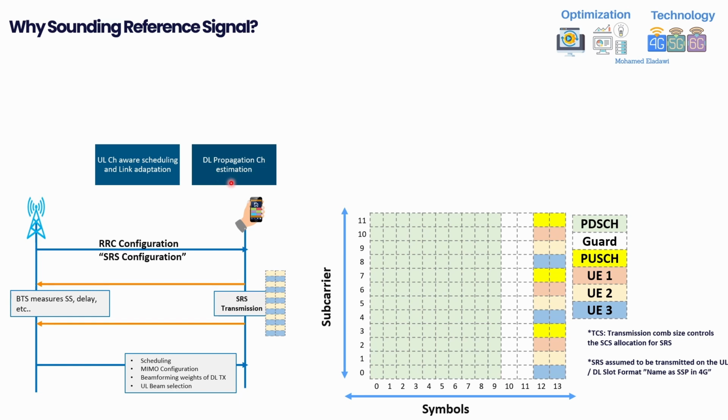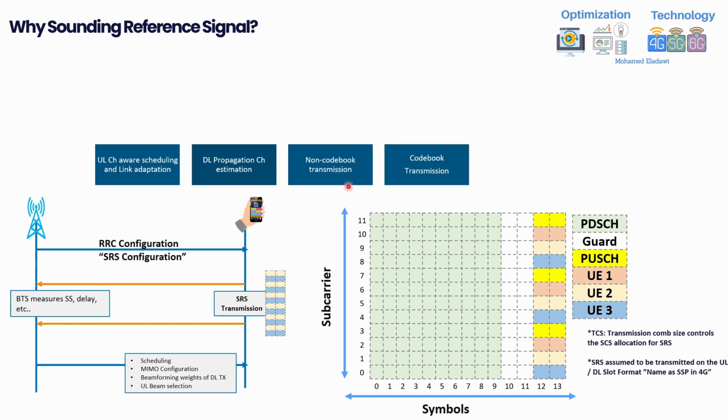We have this concept which is called channel reciprocity. Channel reciprocity means that you have the same downlink and uplink frequency, as TDD is using the same frequency for uplink and downlink. So in this case, we can estimate the downlink channel through the uplink, for example, SRS. So we can still use SRS to estimate the downlink channel propagation.